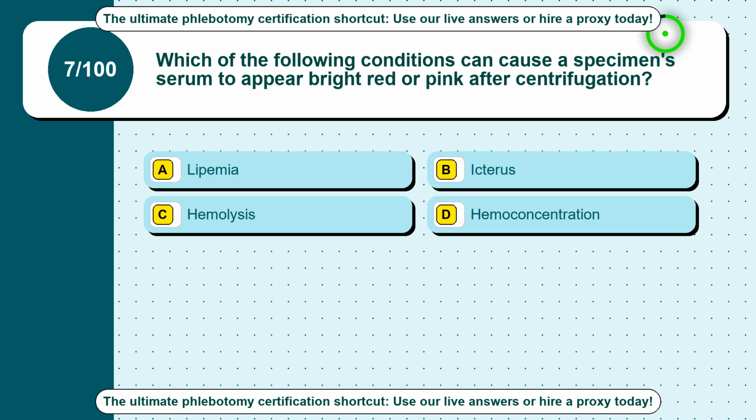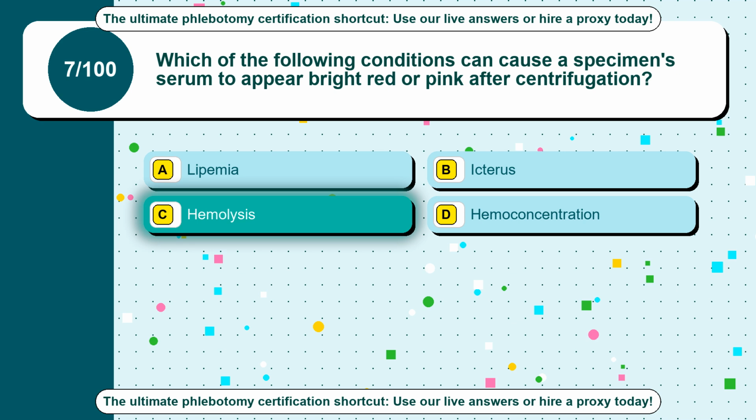Question 7. Which of the following conditions can cause a specimen's serum to appear bright red or pink after centrifugation? Option A. Lipemia. Option B. Icterus. Option C. Hemolysis. Option D. Hemoconcentration. The correct answer is option C.